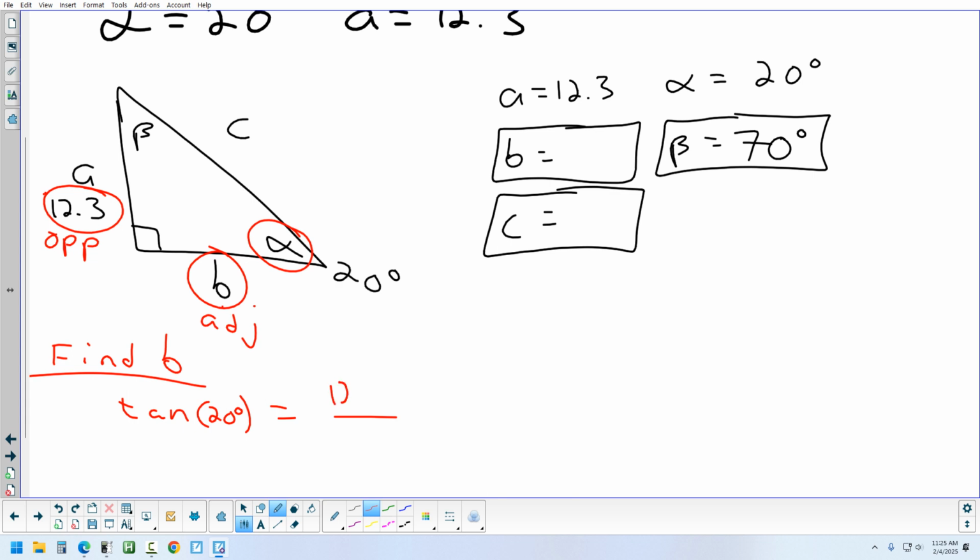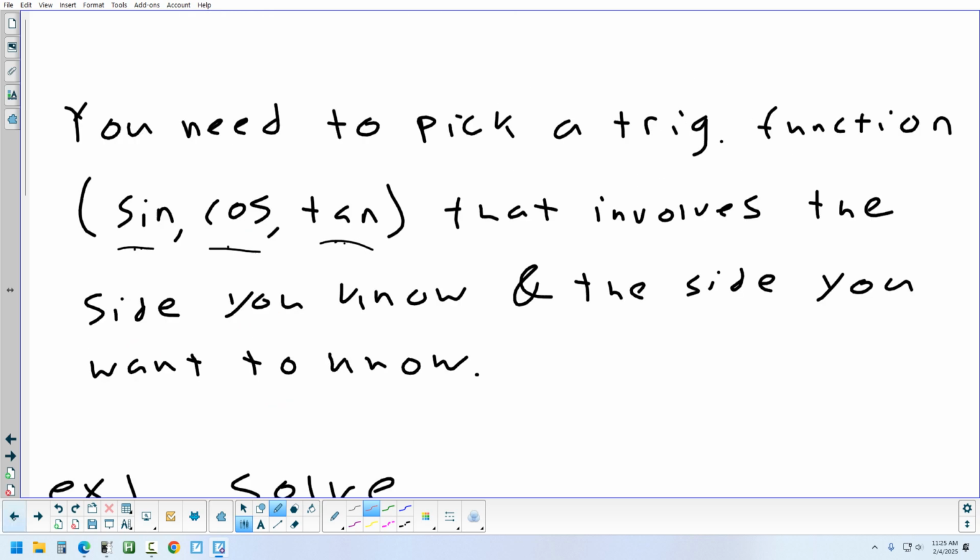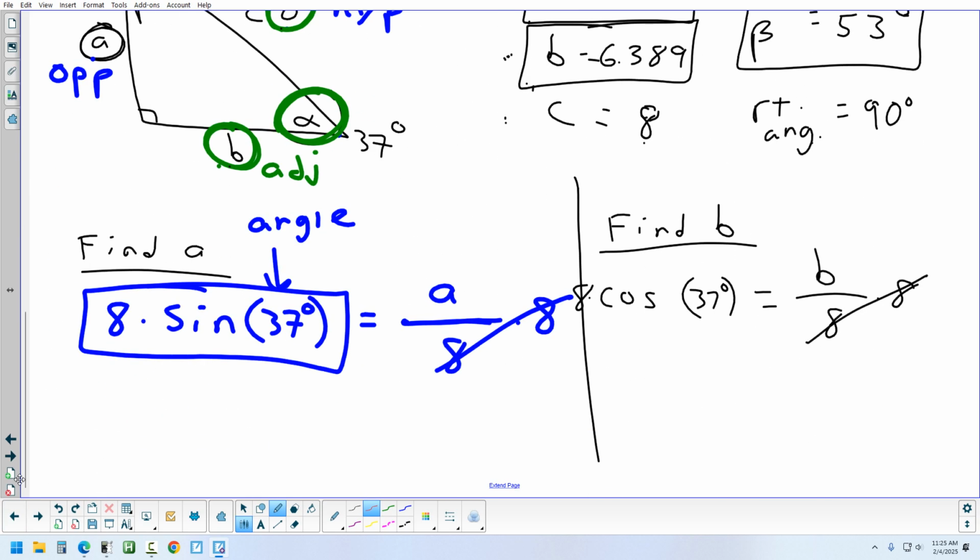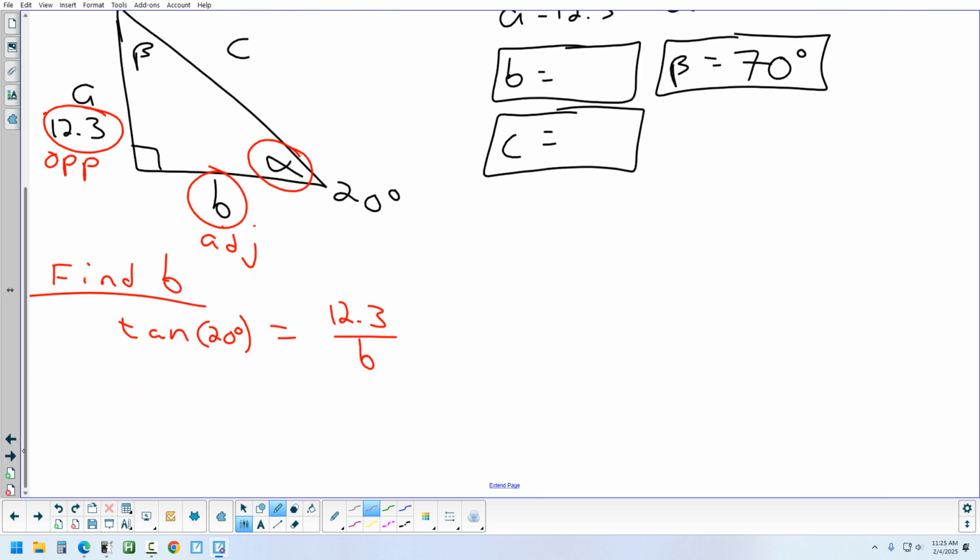Opposite, 12.3, adjacent, B. Okay, this one's a little different. The variable is still on the right side, but it was in the top. Now it's in the bottom. So what could I do on both sides so I don't have a fraction anymore? Times it by B. So times by B. The B's are gone. So you have 12.3 on the right. B tan 20 on the left.